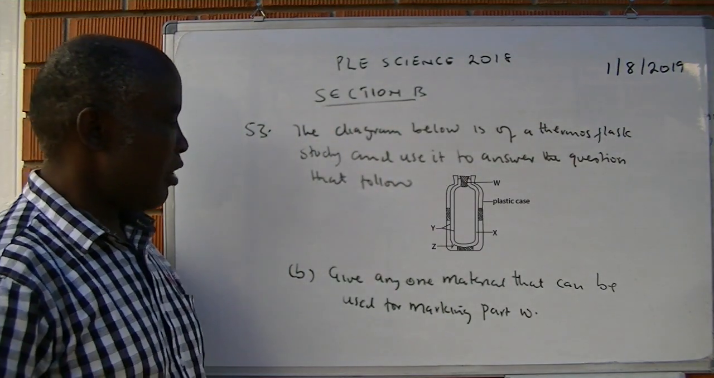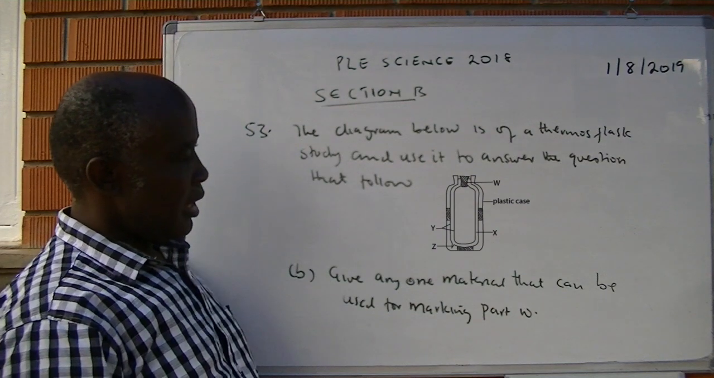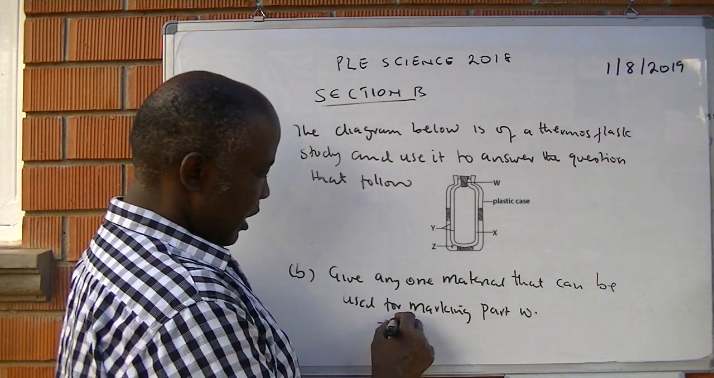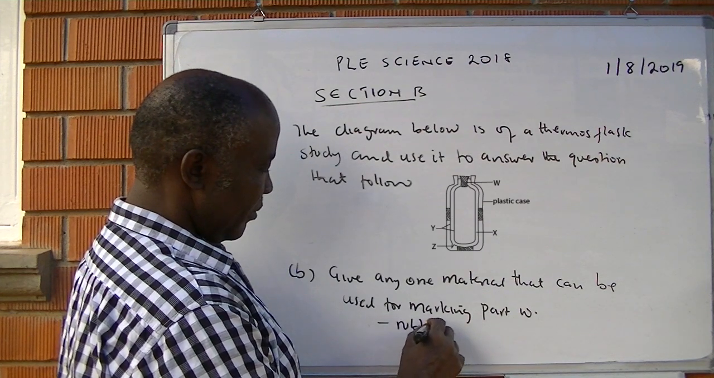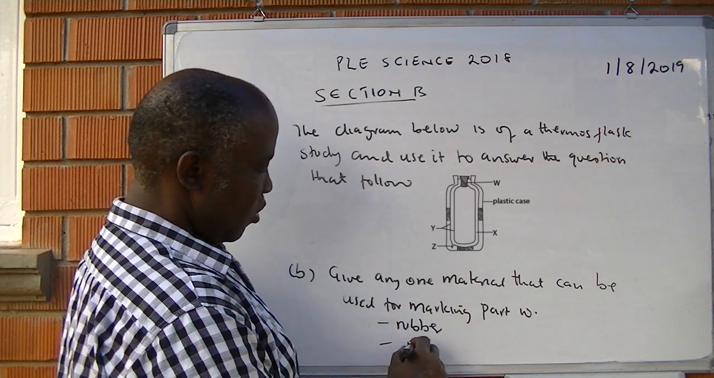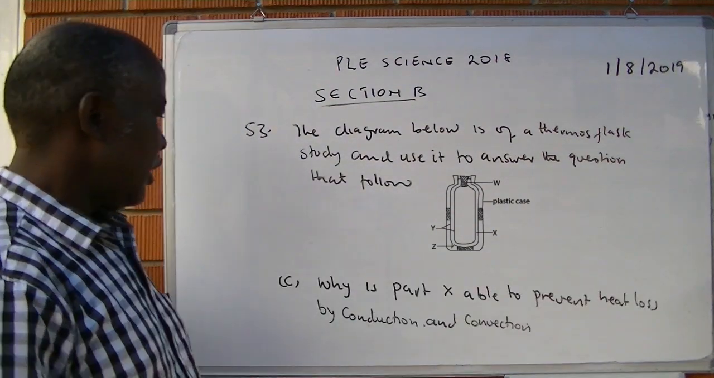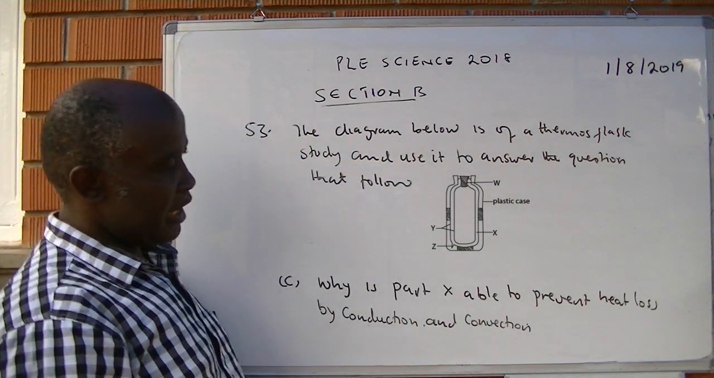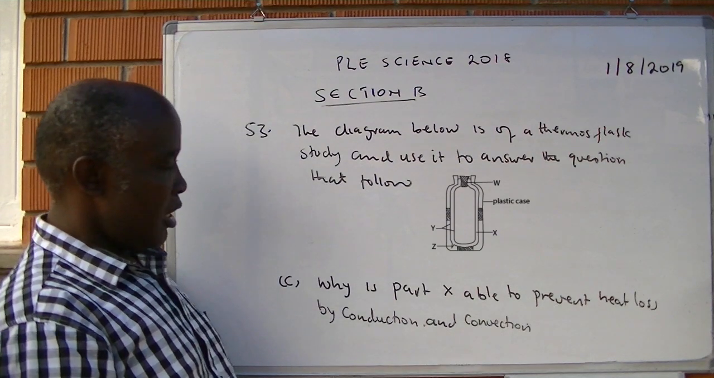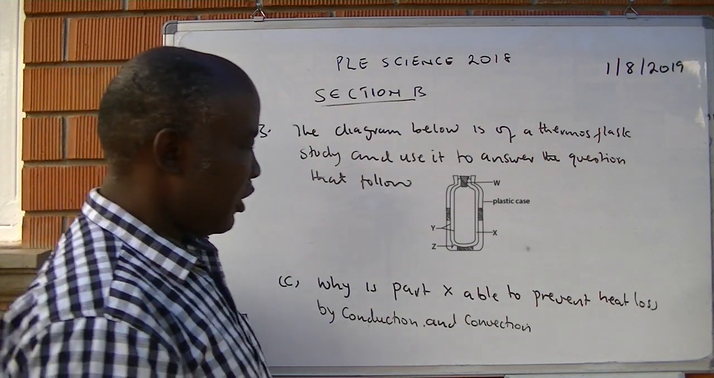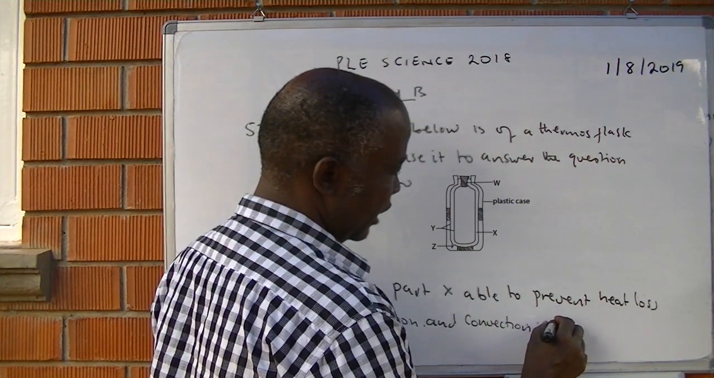B. Give any one material that can be used for making part W. That is rubber or plastic. C. Why is part X able to prevent heat loss by conduction and convection? It is a vacuum.